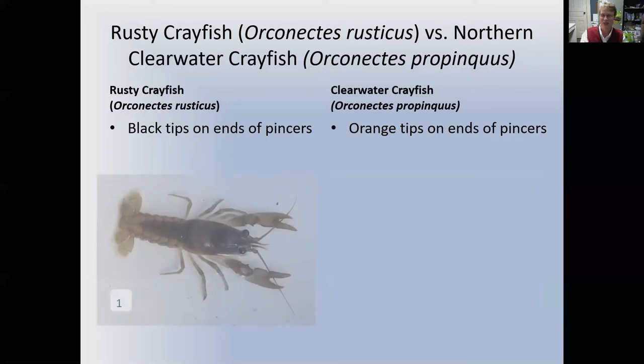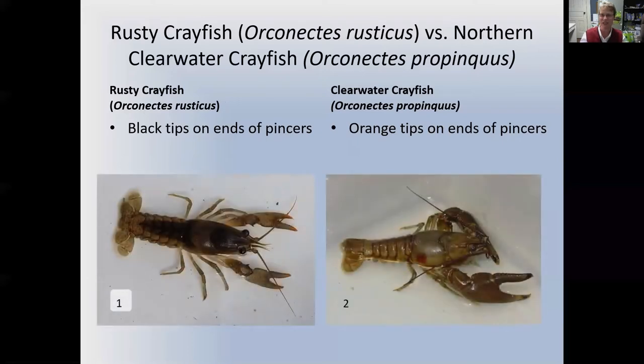We have the rusty crayfish, which is invasive, versus the northern clearwater crayfish. And the rusty tends to have black tips on the end of the pinchers, and the clearwater orange tips. Now, these are very basic hints. It usually takes a little bit more effort than this to identify crayfish, but we found hopefully some pictures that'll make it a little bit easier for you to tell.